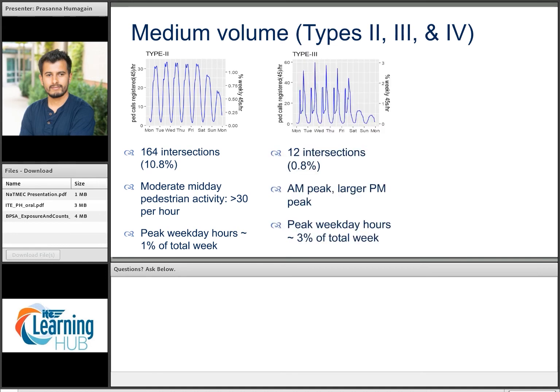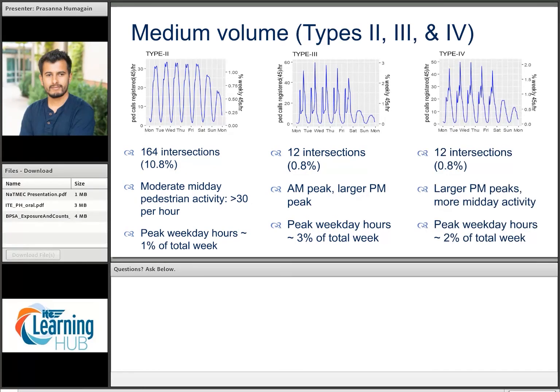The other type, type 3, consisted of 12 intersections, but they have a different shape than the previous ones. They have two clear peaks, where PM peaks are larger than the AM peaks, and the peak weekday hours consisted of more than 3% of the total weekly activity, about 3%.